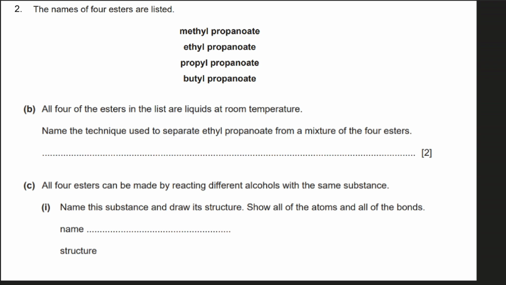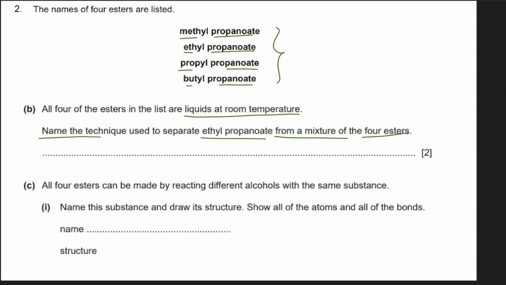The names of 4 esters are listed: methyl propanoate, ethyl propanoate, propyl propanoate, butyl propanoate. All 4 of the esters in the list are liquids at room temperature. Name the technique used to separate ethyl propanoate from a mixture of the 4 esters. Now, if you see carefully, they all belong to the same homologous series. All of them are esters, right?